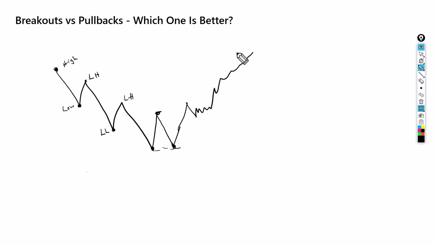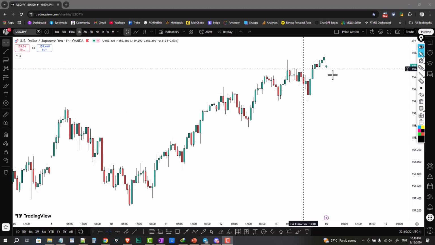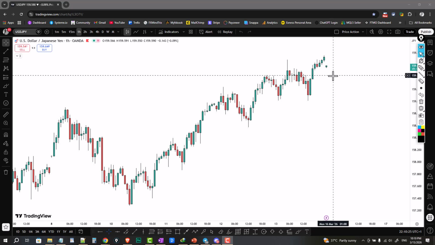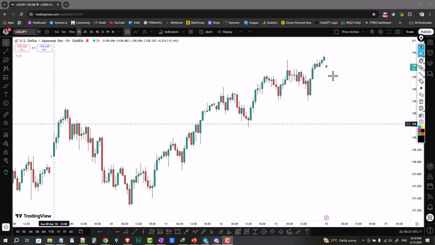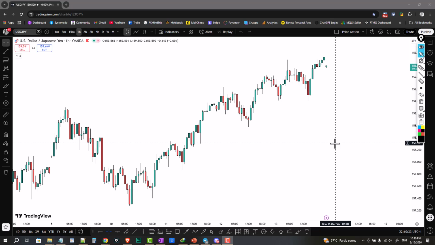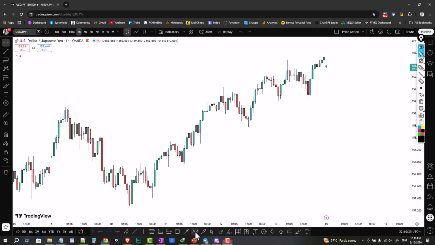Okay, so with that out of the way, we've laid down the foundations to talk about breakouts and pullbacks, and that's exactly what we're going to do. So moving on. Now, using this chart as an example, this is the chart of the USD JPY currency pair. You would notice that price was moving down. Let's just say price was moving down.